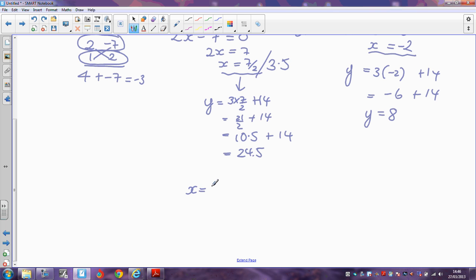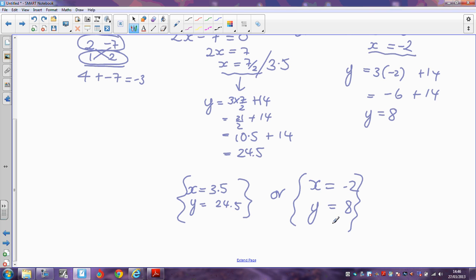So when x is 3.5, y is 24.5, so that's one pair. And then the other pair of solutions is when x is minus 2, y is 8. So that's the other pair. Make sure they're paired up properly.